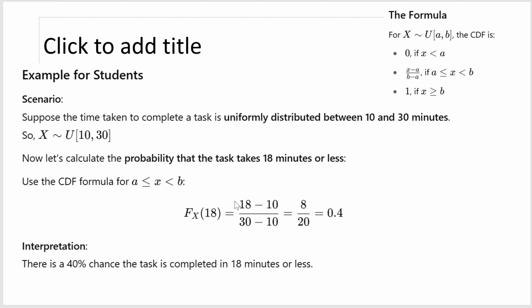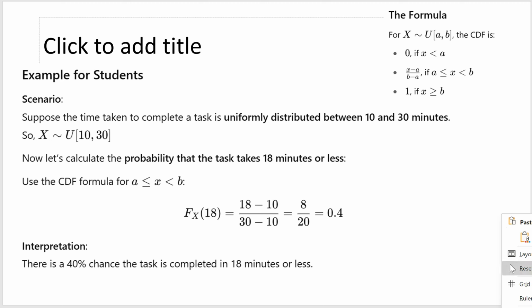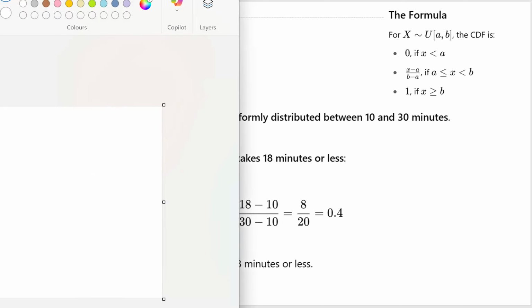Why are we doing this? Okay. Let's see if I can draw on here. Okay, I'll draw on paint. Okay.